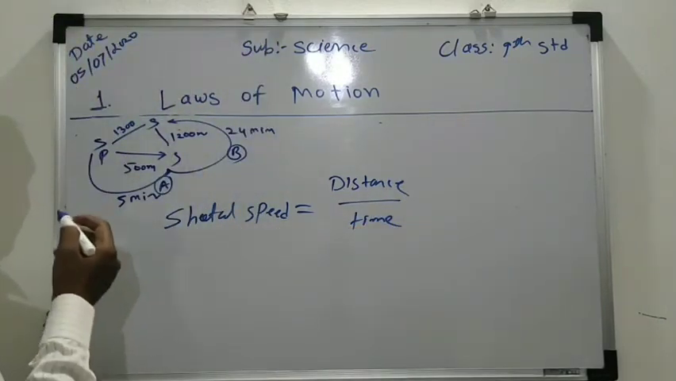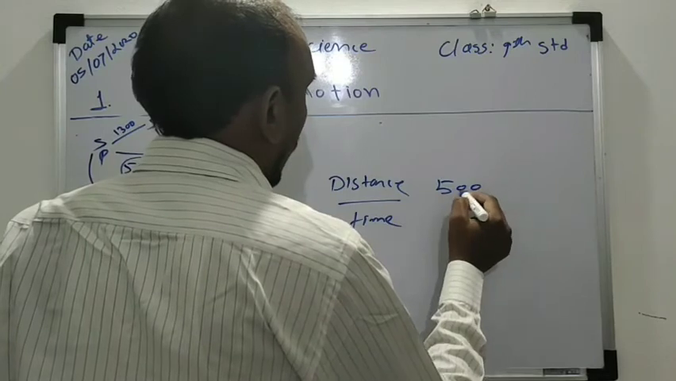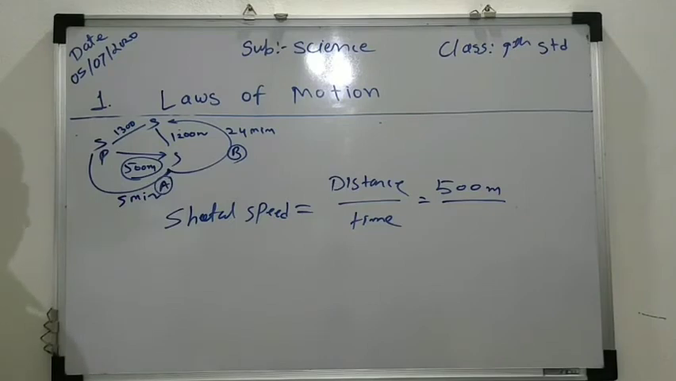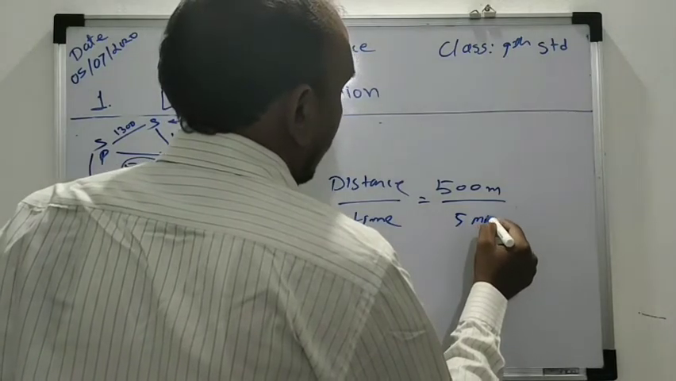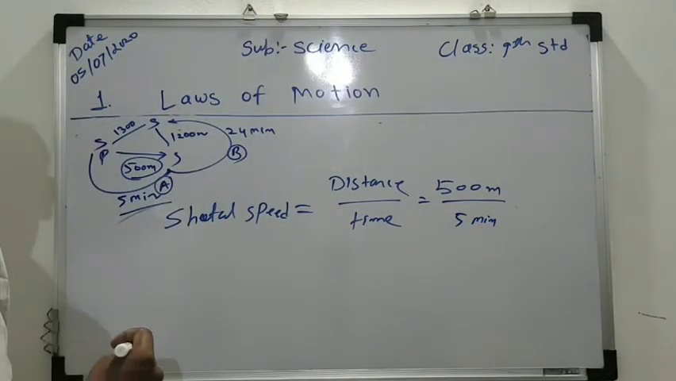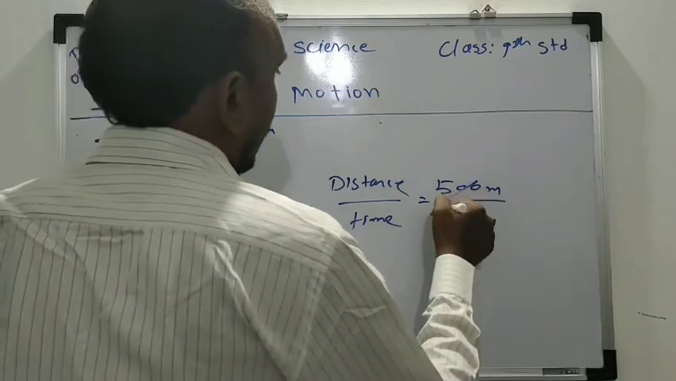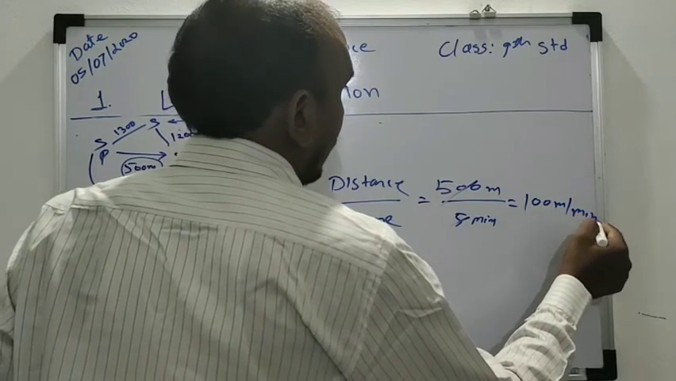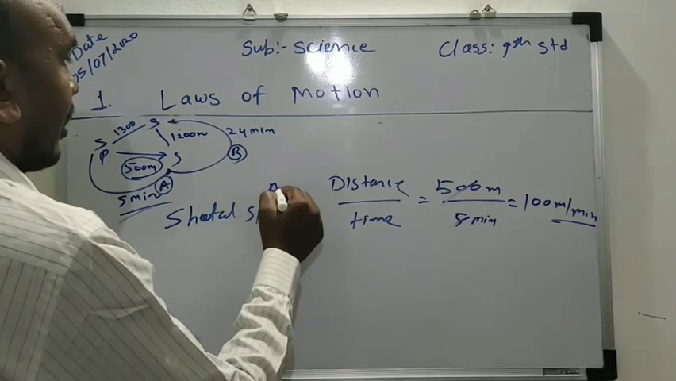So what is the distance in path A? 500 meters. How much time is required to cover this distance? 5 minutes. So what will be the speed there? 100 meters per minute. That is the speed for path A.